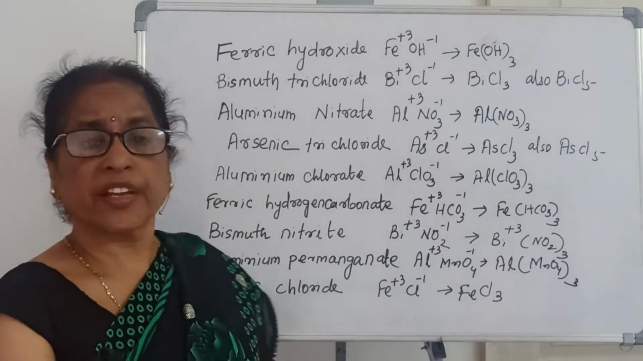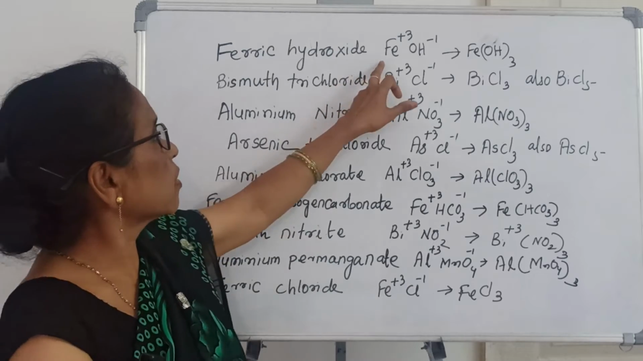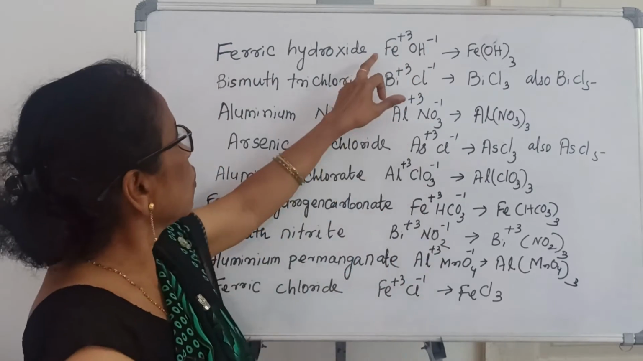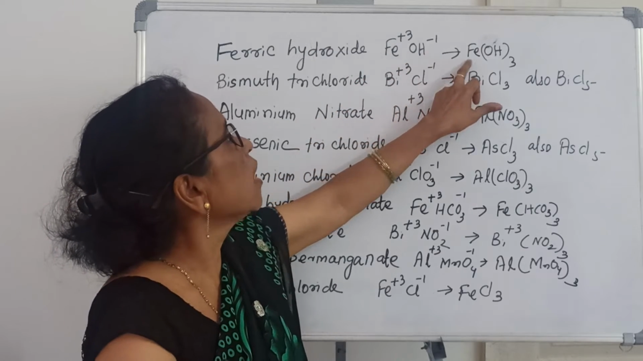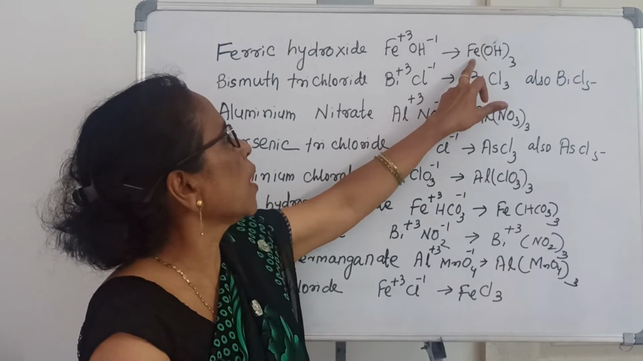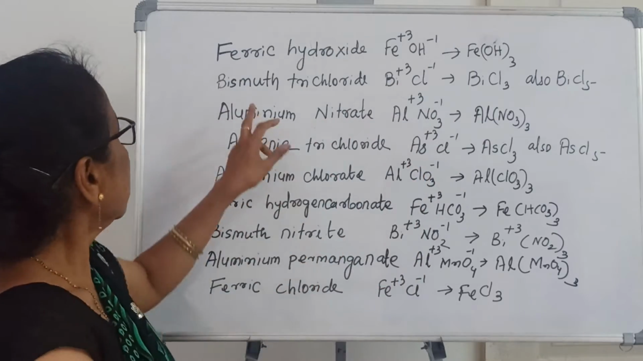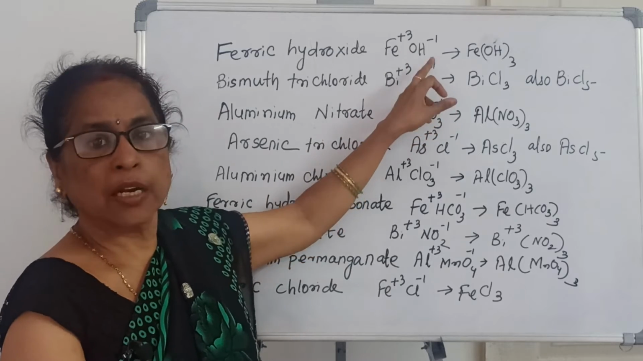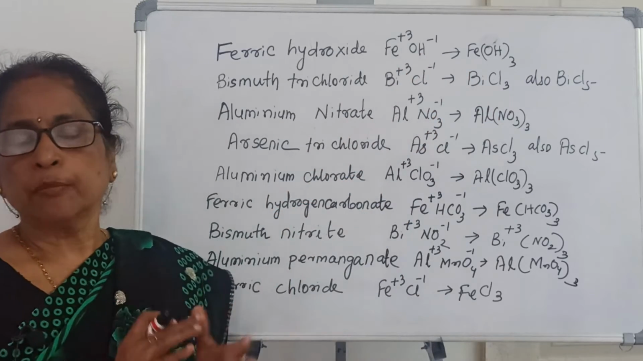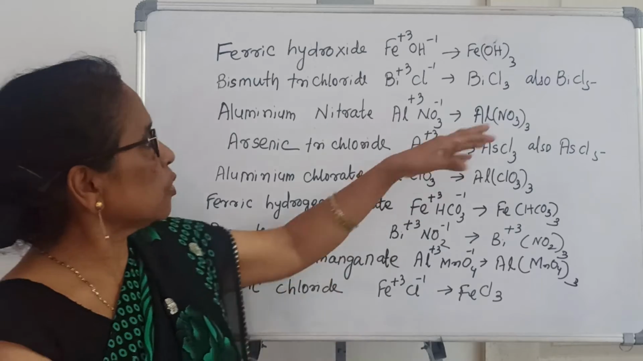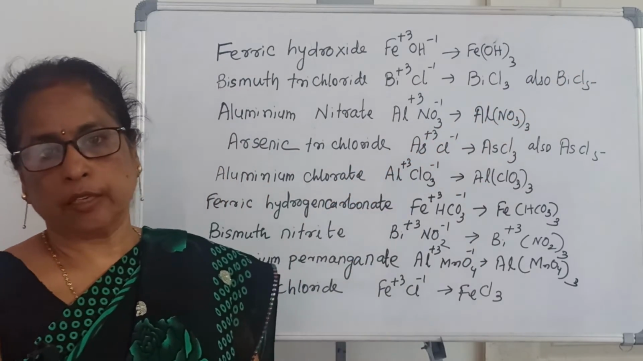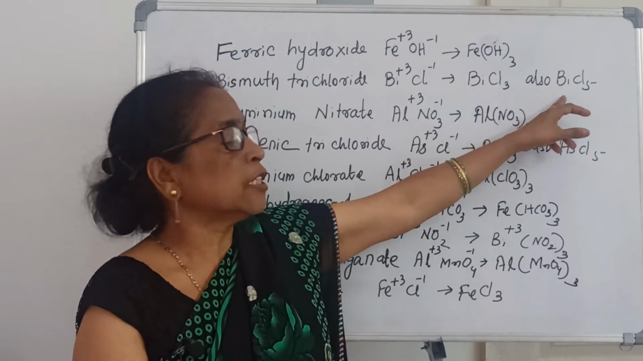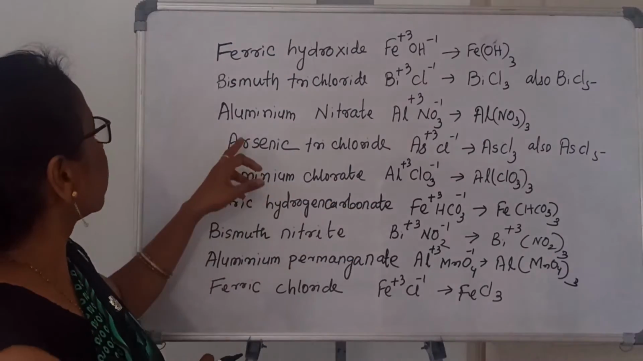Now first one is ferric hydroxide. Ferric hydroxide, Fe+3, that is ferric, Fe+2, that is ferrous. So ferric hydroxide, that is Fe+3 OH minus. So Fe(OH)3. Bismuth trichloride, bismuth Bi+3, Cl -1, so BiCl3, bismuth trichloride. Also there exists bismuth pentachloride, because here bismuth shows +5, so it is bismuth pentachloride.